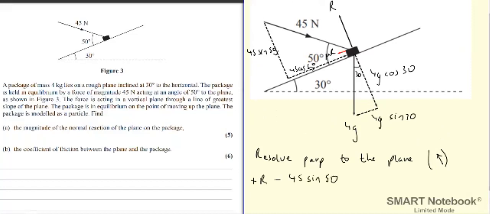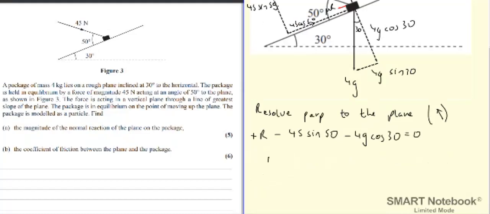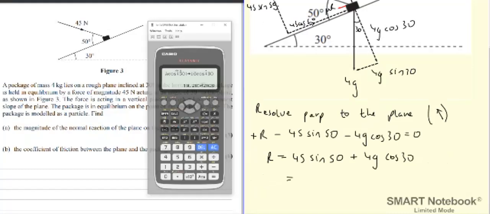And then you've also got, acting perpendicular but in the opposite direction, minus 4g cos 30, and that, because it's not accelerating, should be equal to 0. So from there we can work out that R equals 45 sine 50 plus 4g cos 30. And we can work that out.